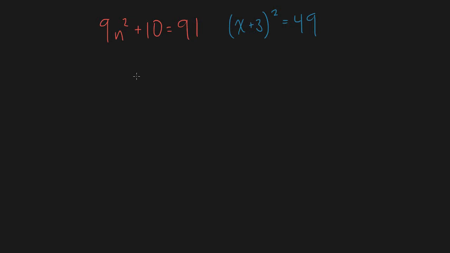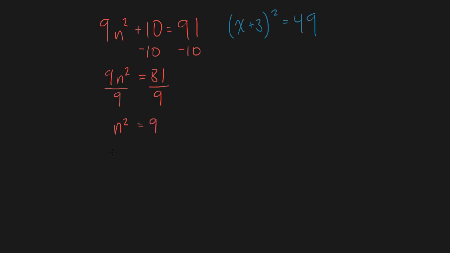I'll get the right color here. So I'm going to start by subtracting 10 from both sides. That will give me 9n squared is equal to 81. And then since I'm multiplying n squared by 9 on this side, I want to do the opposite operation, which is dividing by 9. And then I need to do the same thing to both sides, so I divide the right-hand side by 9 also. 9 divided by 9 is 1, so that just leaves me with n squared on the left-hand side. And 81 divided by 9 is 9.